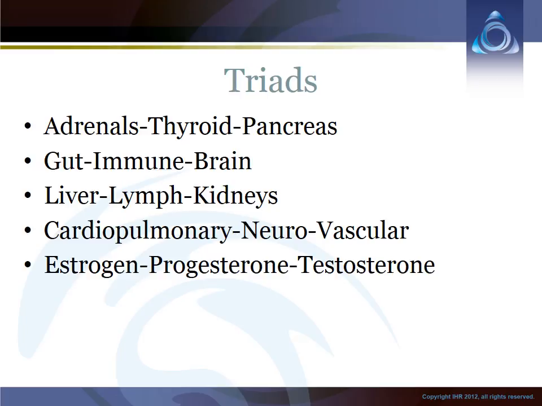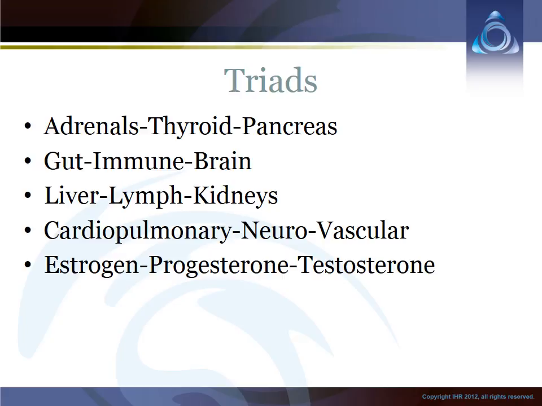The first one is adrenal, thyroid, pancreas, or stress, metabolism, sugar. These are essentially three hormones that drive energy in the body. There's also gut, immune, brain, so three bodily systems. Liver, lymph, kidney, which are drainage organs. Cardiopulmonary neurovascular, this is the direct relationship between the brain and the heart, mediated through the autonomic nervous system.